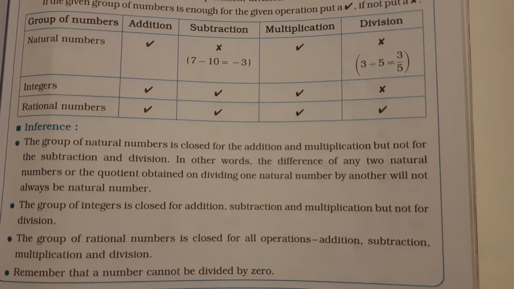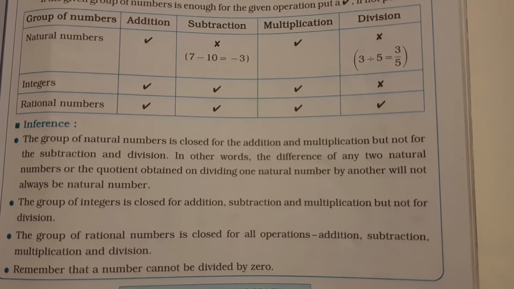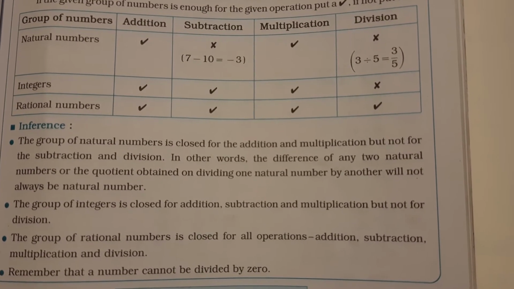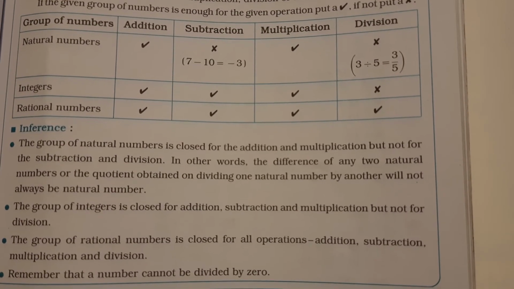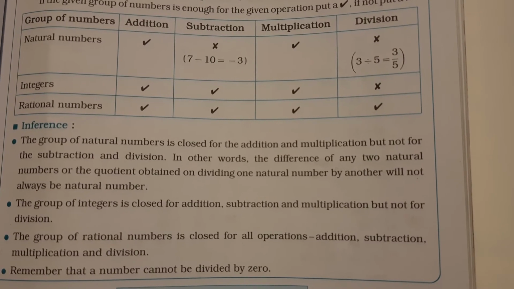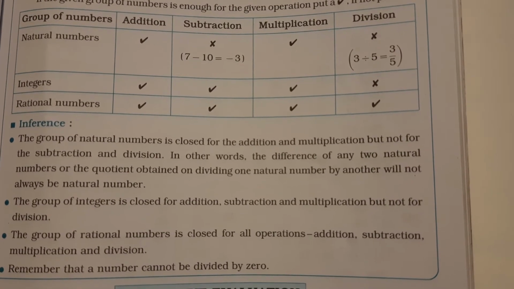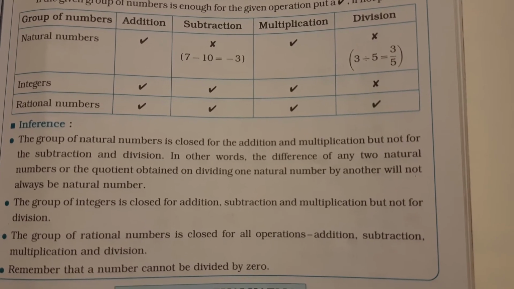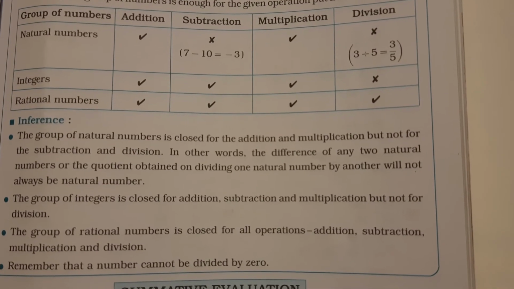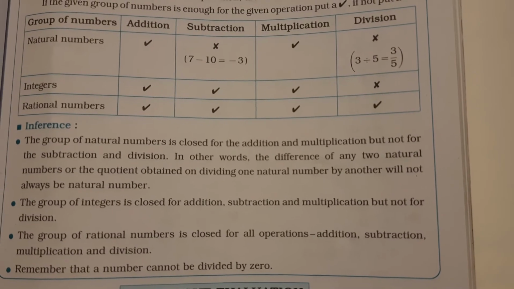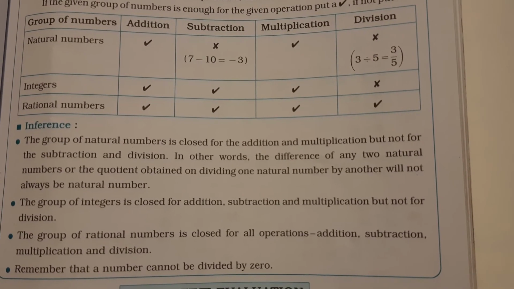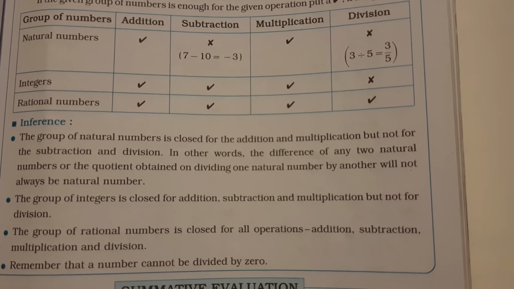Okay. Second is integers. Addition, yes. Subtraction, yes. Multiplication also, yes. And division also, yes. Because integers include both negative and positive numbers, minus numbers and plus numbers. Rational numbers, everything is possible: addition, subtraction, multiplication, division. Why? Because rational numbers include all types of numbers.